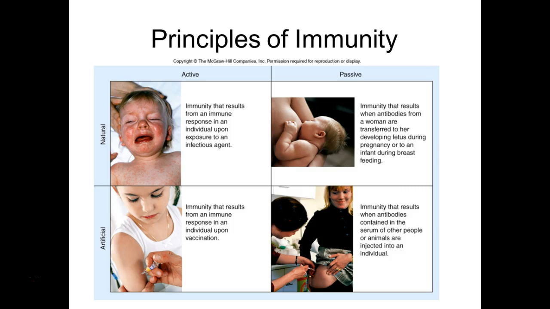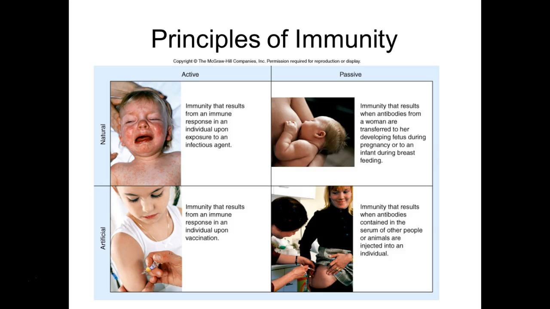So this is natural. The problem with passive is someone else made these antibodies for you, right? Mom. You didn't make them, did you? You did not. So what did you not produce? Memory cells. So this doesn't give you long-lasting immunity, does it? This is passive, this is short term. They were passed to you.